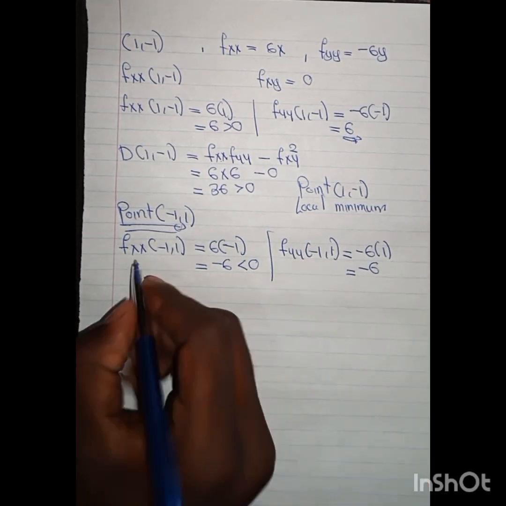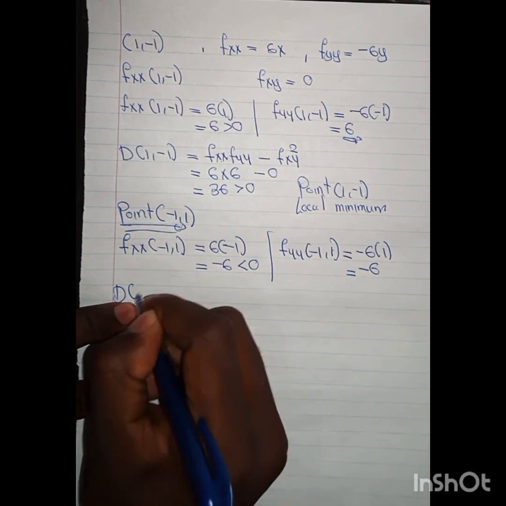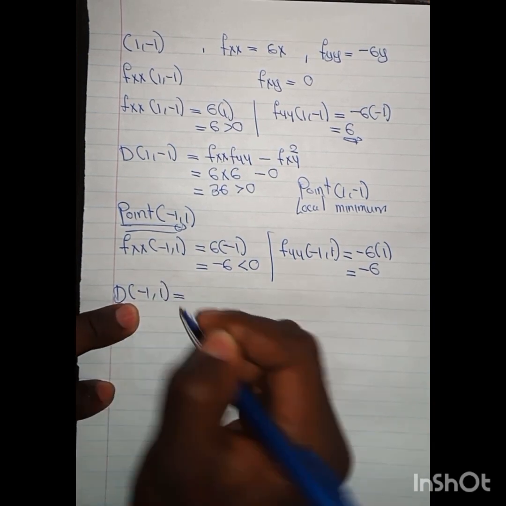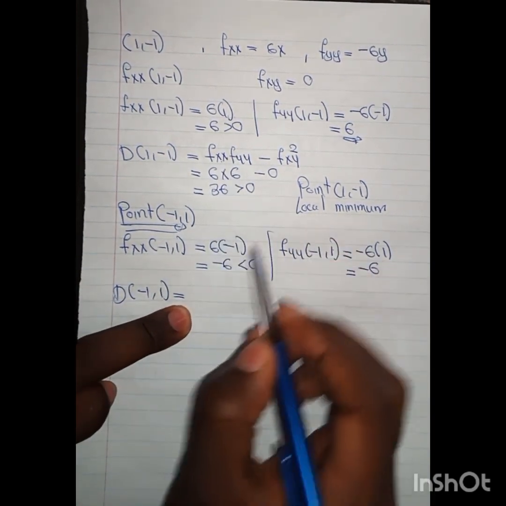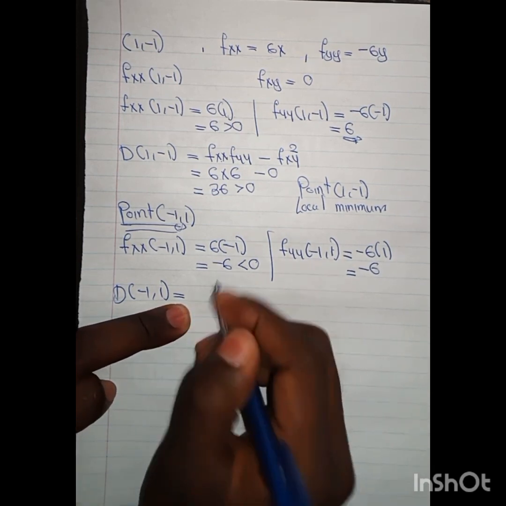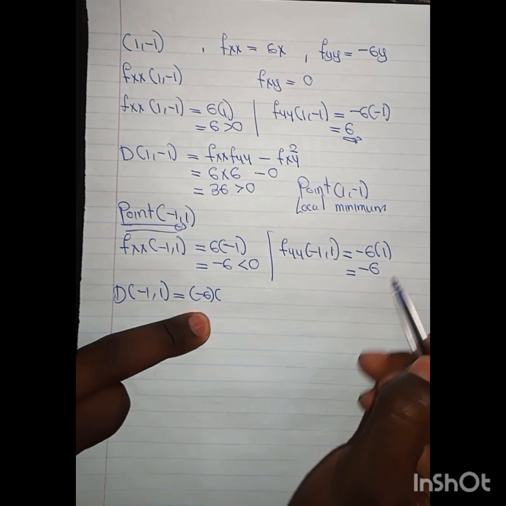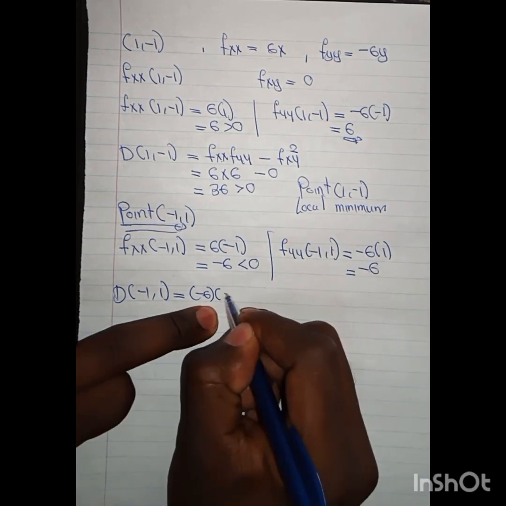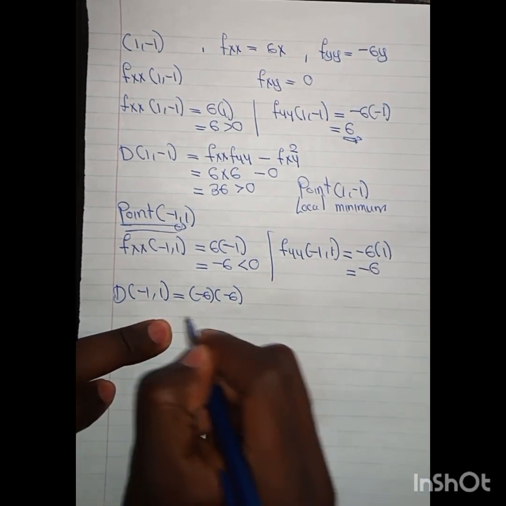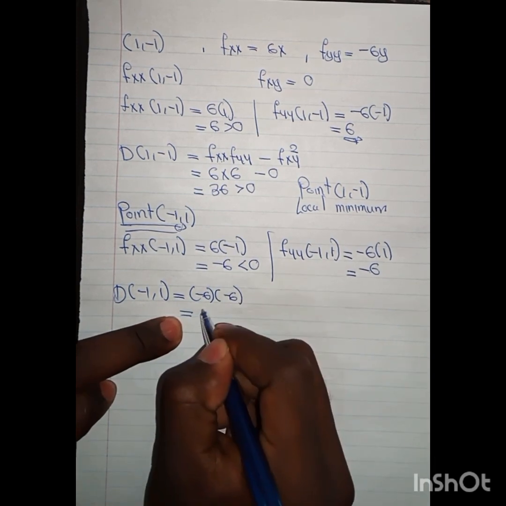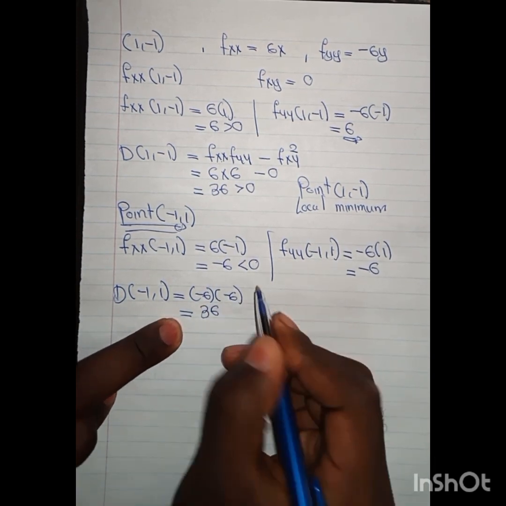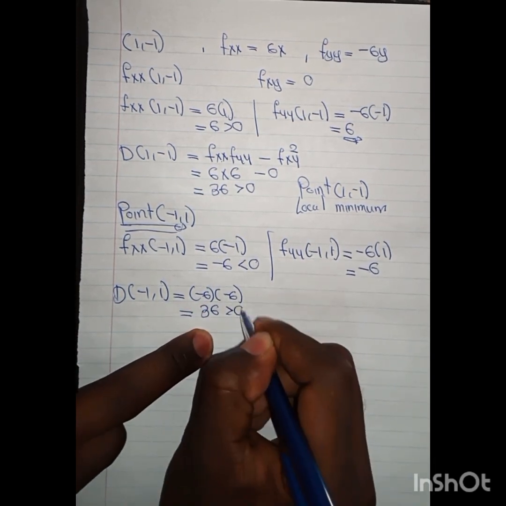And lastly, we can find our d at a point minus 1 and 1. Then f of xx this time around is minus 6. We multiply it by f of yy, which is minus 6. Minus 6 multiplied by minus 6 is positive 36. Positive 36 is greater than 0.